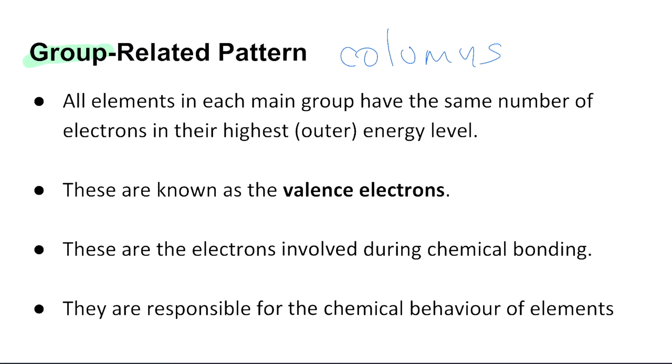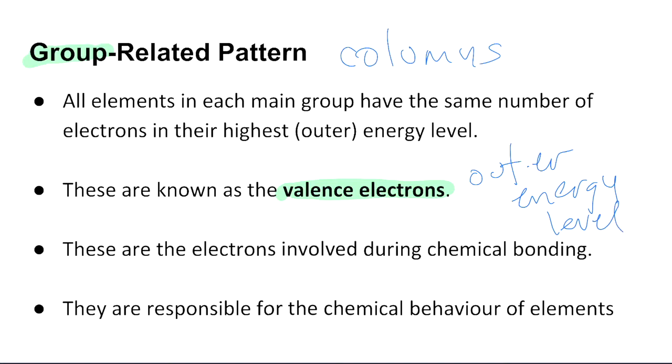So all elements in each main group have the same number of electrons in their highest outer energy level. These are known as the valence electrons. So the valence electrons are the electrons found on their last energy level. So it's on their outer energy level.